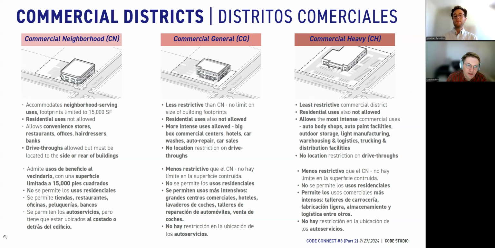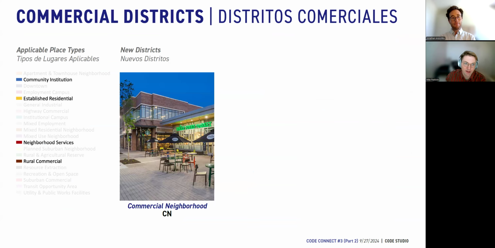Again, just as a reminder, taking a step back a little bit, we're looking at these districts related to the place types that the comprehensive plan is trying to implement. We're trying to implement these districts to be in line with what the community vision is. So commercial neighborhood, that really gentle, small scale commercial district, is going to be implemented within the community institution place type, partially within established residential place type, neighborhood services, and rural commercial. And here's an image of the look and feel of what that might look like.